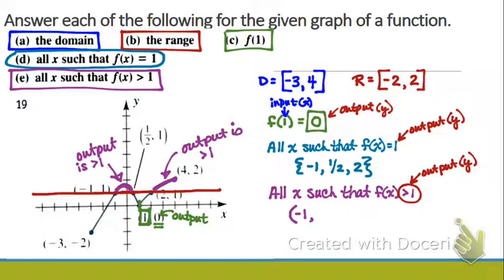All the way up here I'm bigger than 1, right? Until I get to right here. Where am I on the x-axis there? 1/2 on the x-axis. Can I touch that one? No, because it's still not bigger than 1 there.